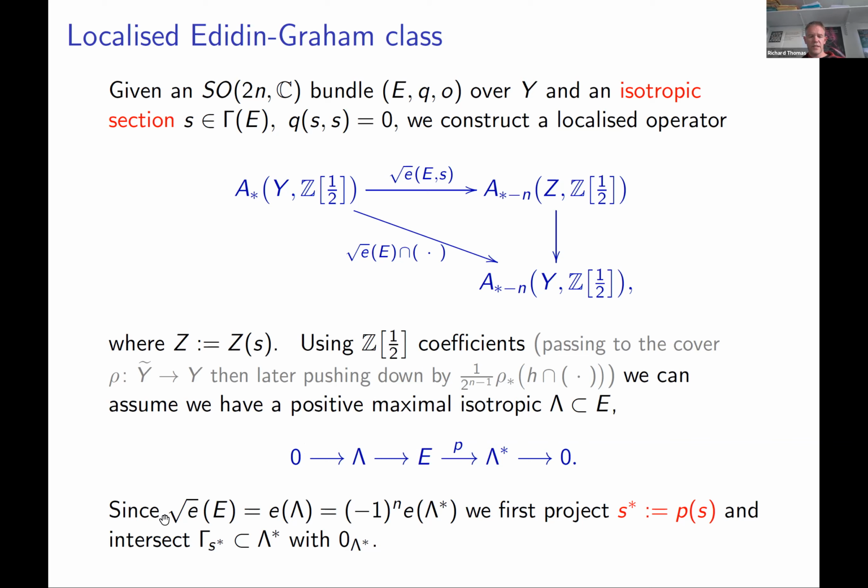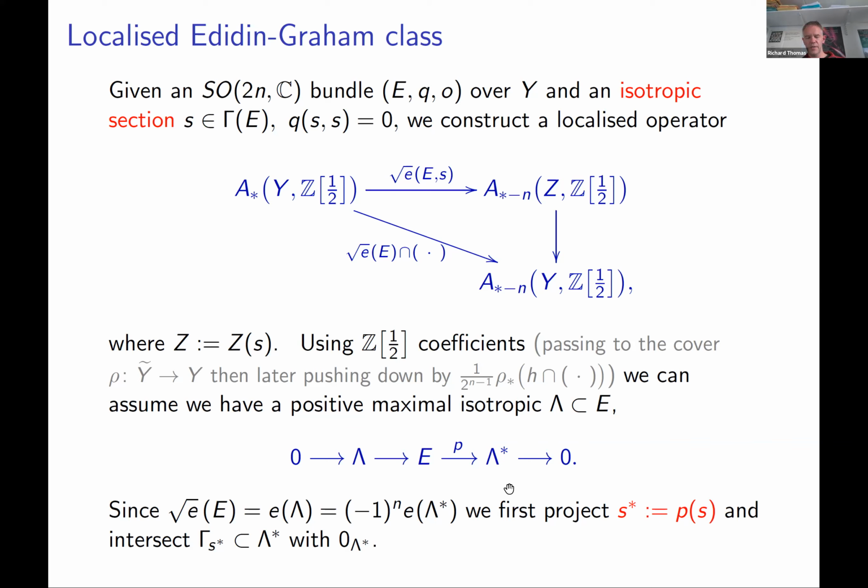Now since the square root Euler class is the Euler class of lambda, which up to sign is the Euler class of lambda dual, what I'm going to do is take my section of E and first of all think of it as a section of lambda dual by projecting it. So I'm losing a lot of information, but I'll come back to that and use that information in a minute. So the first thing I do is project to give me a section of lambda dual, and I'm going to localize to the zeros of that in the usual Fulton-MacPherson way.